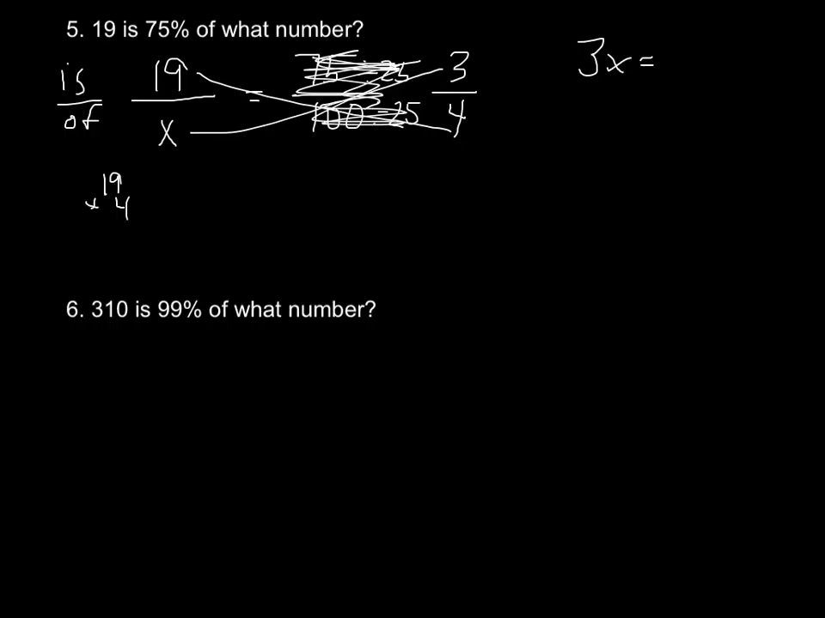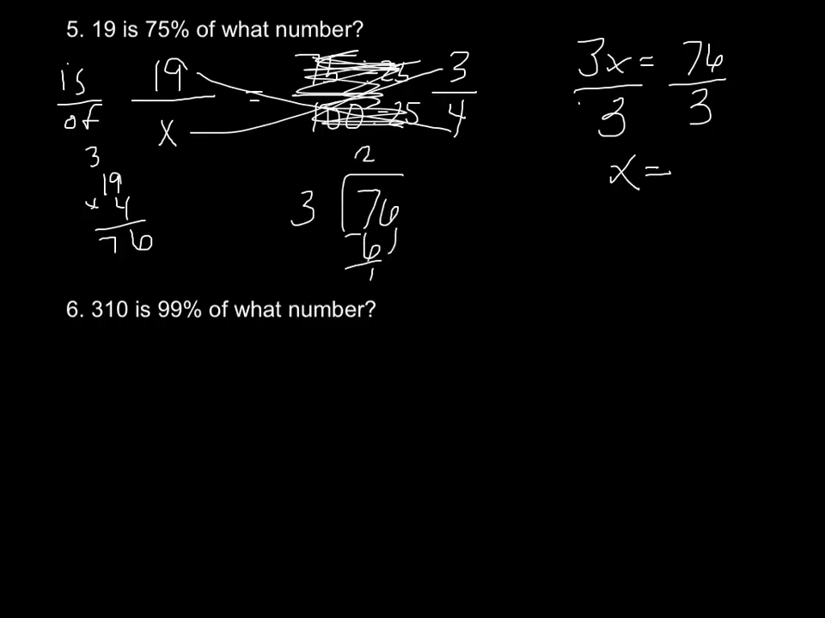19 times 4 is 76. Divide both sides by 3, and I would get x equals 76 divided by 3.